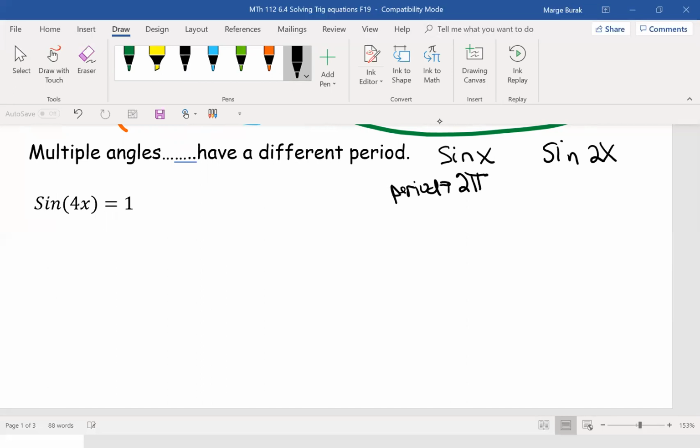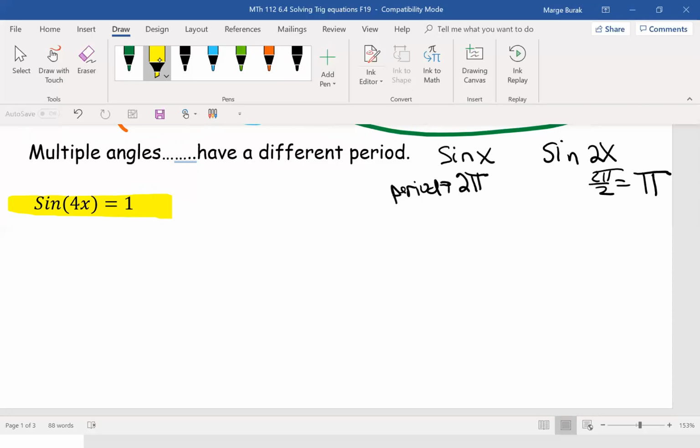But on this one, the period is 2 pi divided by 2, or pi. So that's going to change our answers on these types of problems. So let's see how we go about finding the solutions to the sine of 4x is equal to 1.